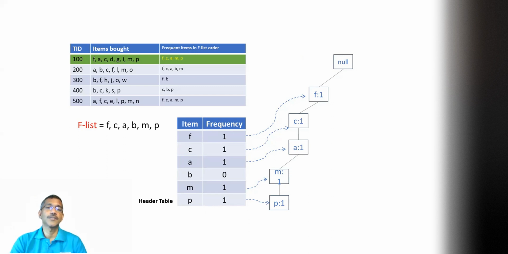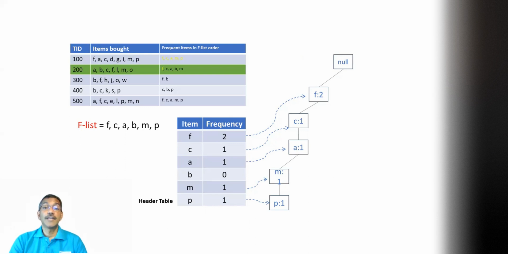So let's take the next one. Again, we have an F. Now, F we already have in the tree, so we don't need to add an F. What we need to do is update the count for F. Then we have C. Ideally, this animation should have highlighted the node that is getting updated, but hopefully you can figure out that the C is getting 2 now.